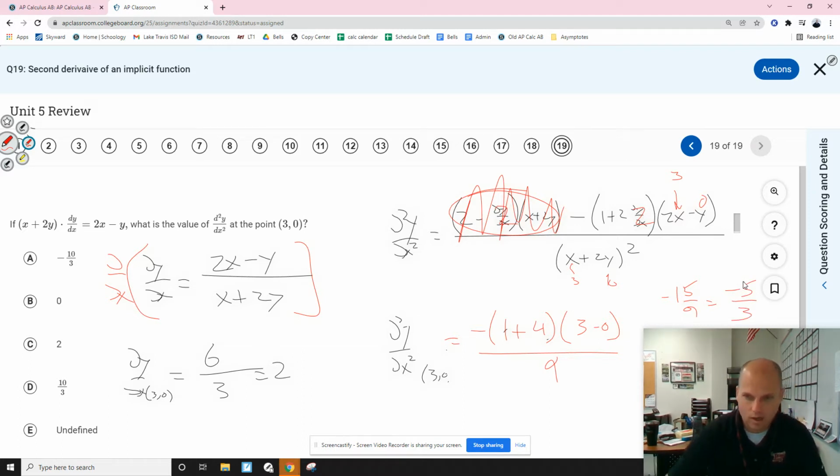Ah, what did I do wrong? 4 or 5. Jeez, because I'm not doing math, guys. This is what happens when you rush. It's 3 times 2, which is 6. Negative 30 over 9. Negative 30 over 9 is negative 10 thirds. That minus right there.